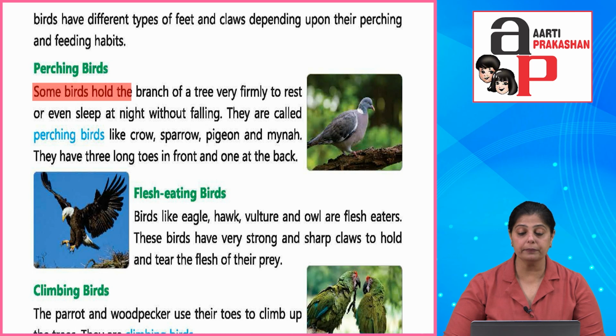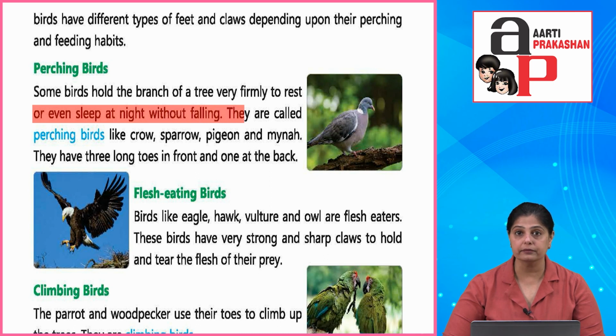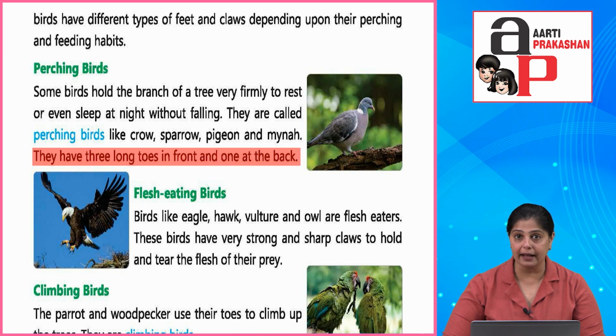Some birds hold the branch of a tree very firmly to rest or even sleep at night without falling. They are called perching birds, like crow, sparrow, pigeon and myna. They have 3 long toes in front and 1 at the back.